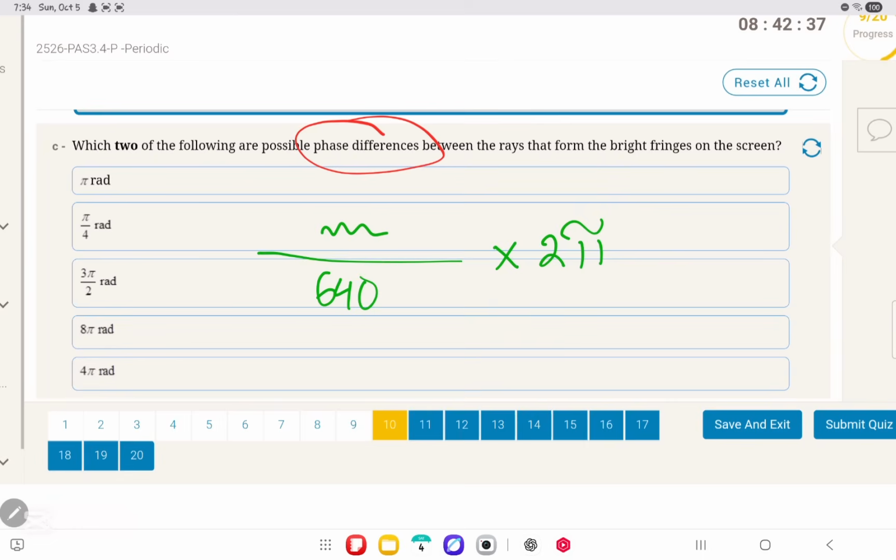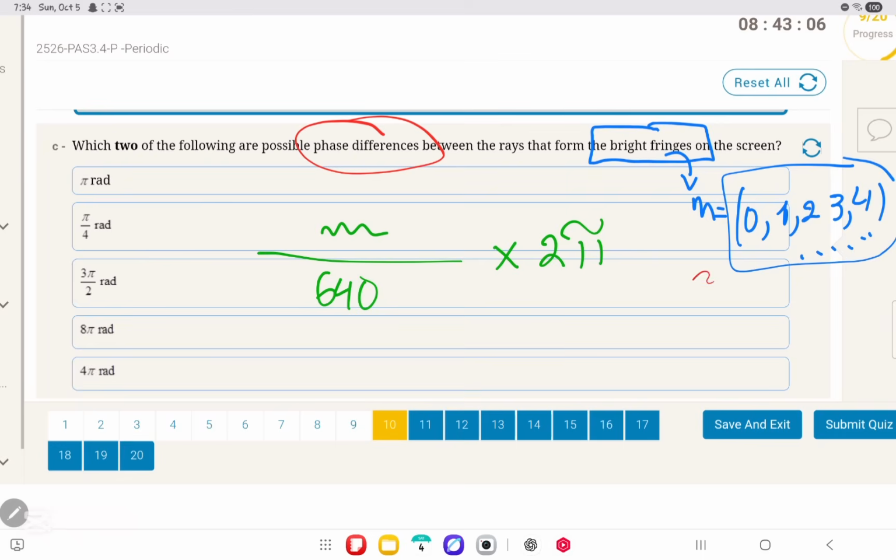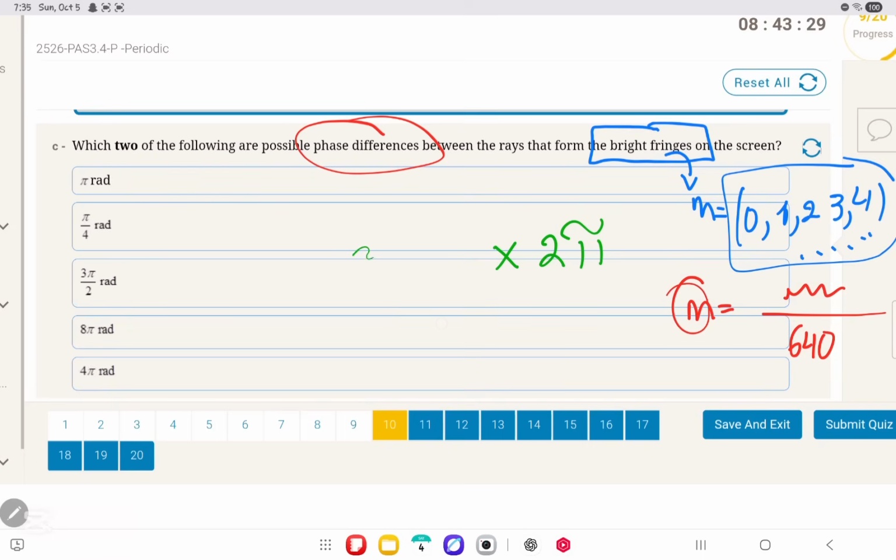But we notice a very important keyword, that it's a bright fringe. If it is a bright fringe, that means m can be equal to 0, 1, 2, 3, 4, etc. Now, what does m represent? m represents the ratio of any chosen number divided by lambda. So the multiple of lambda divided by lambda is equal to m. So what could we very simply replace the multiple of lambda over 640 by? We can replace it by m. So now we can start our process.